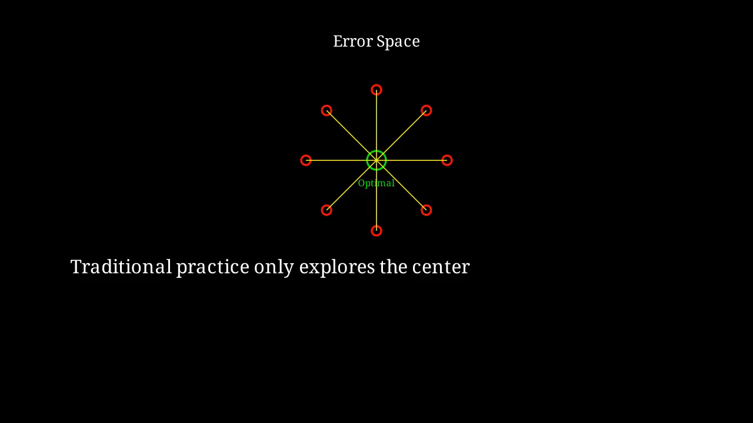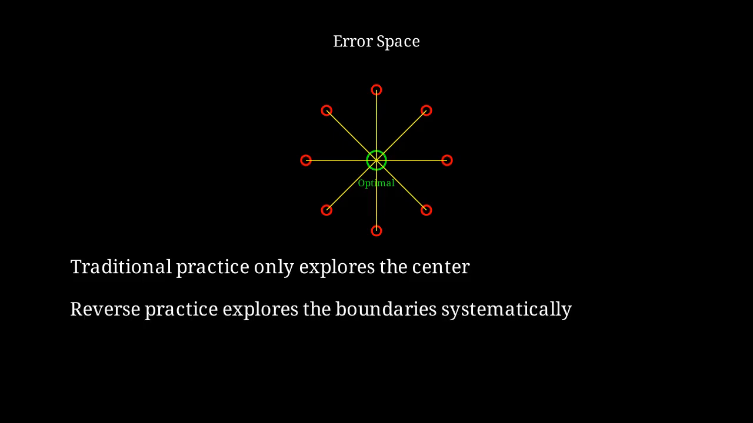Traditional practice tends to cluster around the center, around optimal performance. You don't explore the boundaries. Reverse practice systematically explores the boundaries. This gives you a complete understanding of the performance landscape.